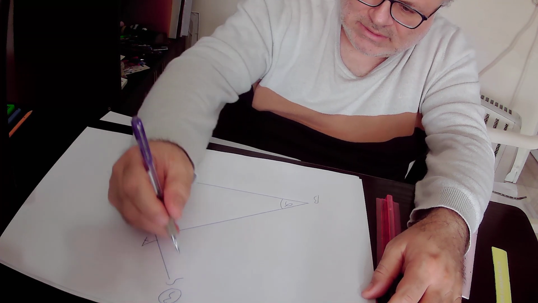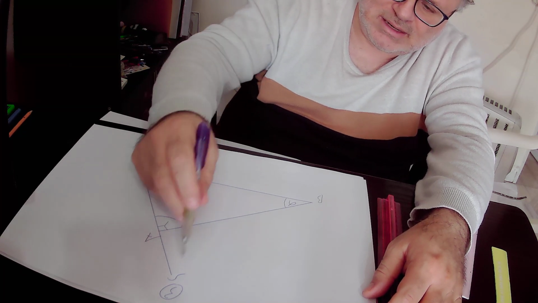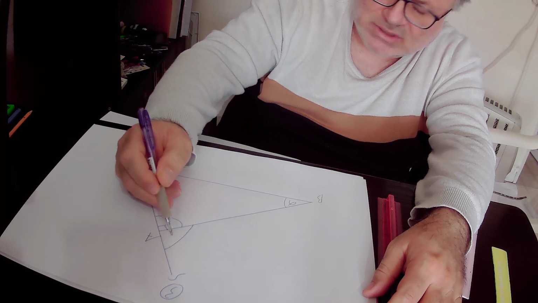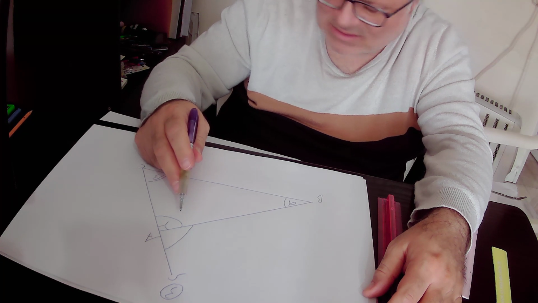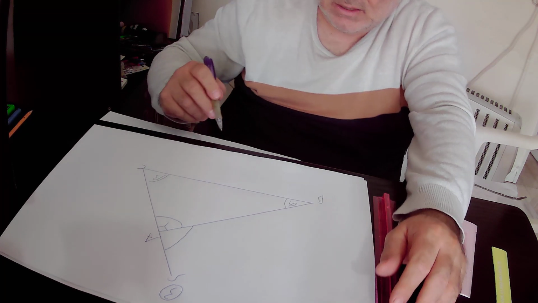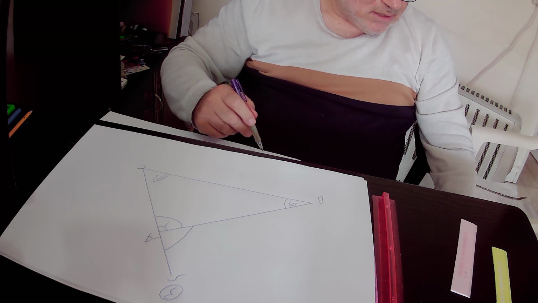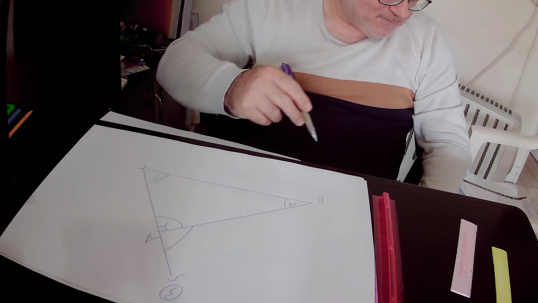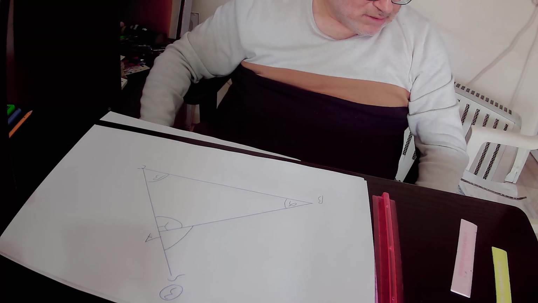And triangle ABC also has an exterior angle, angle SAB. This angle is defined as an exterior angle because it is located outside the triangle. And according to rule number 4, an exterior angle of a triangle, that is to say angle SAB, is equal to the sum of the two angles that are not adjacent to it.